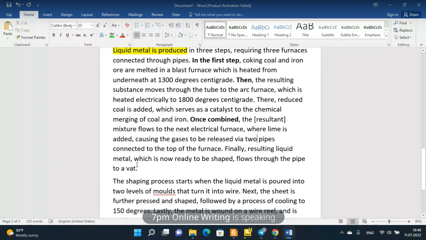So do we want to use a definite article here, the resulting liquid metal, or? Yeah. The resulting liquid metal, which is now ready to be shaped. So I'm kind of trying to refer forward, right? Not to refer back. Yeah. So you're just kind of linking, trying to link forward to the next paragraph, preparing the reader for what's coming, right?